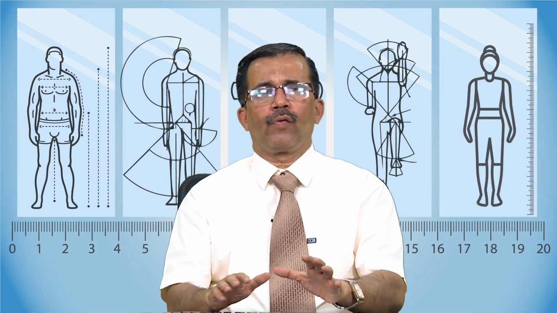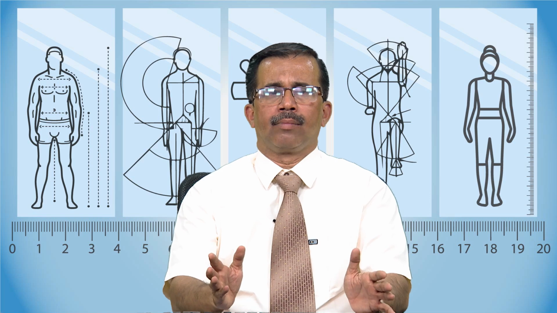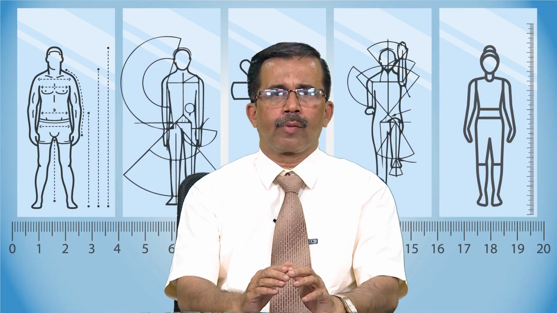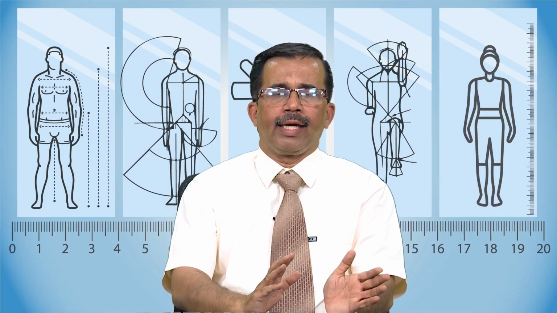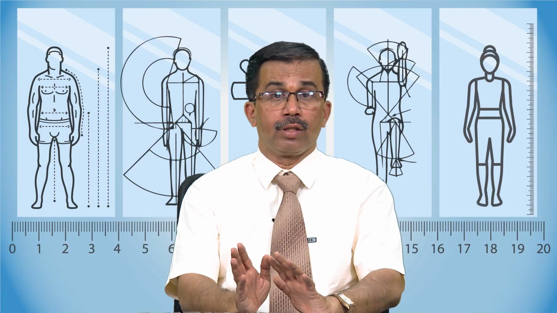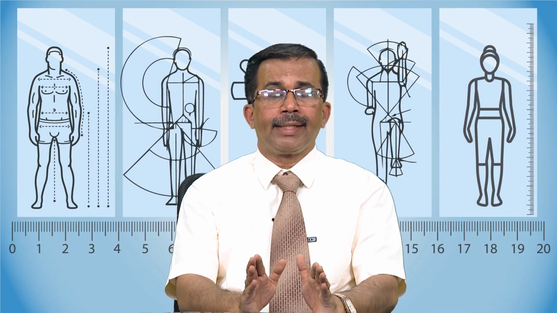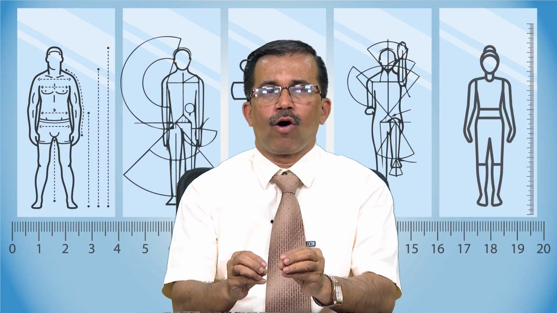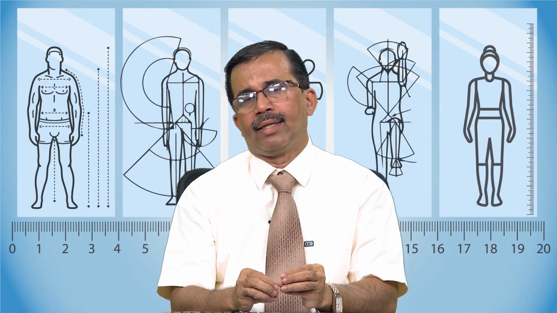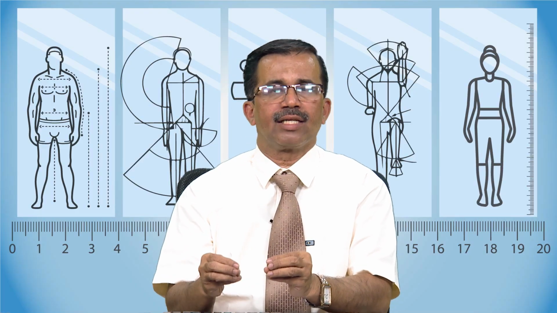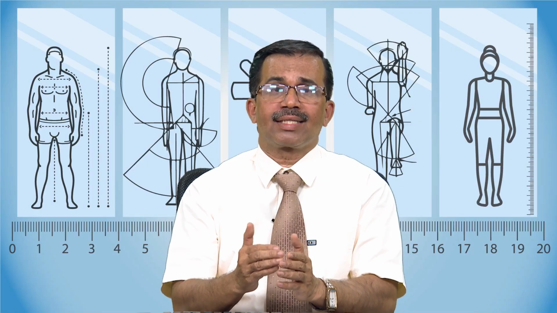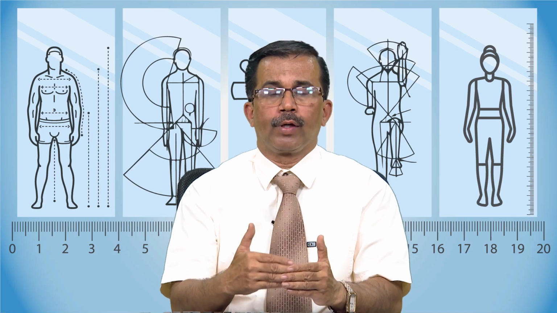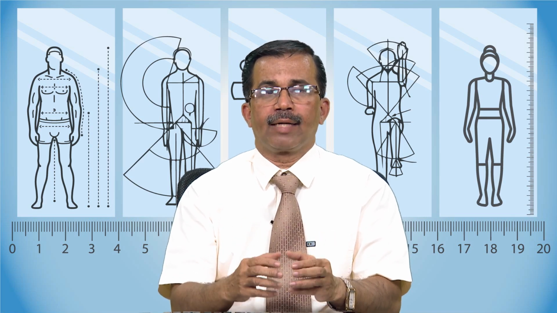So, this is the way in which, in spite of so many challenges and problems, we can use the technique of anthropometry for the age of 5 to 19, for children and adolescents, to monitor their nutritional status, and then to assess what measures can be taken to improve the nutritional status of that particular individual.